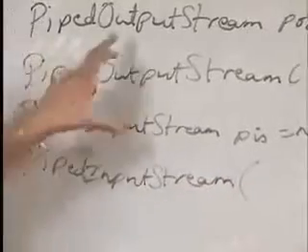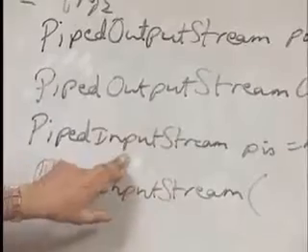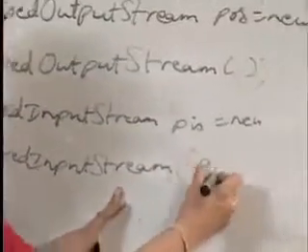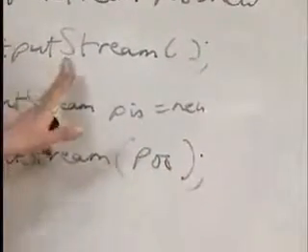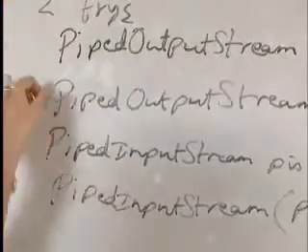Now to bind between the piped output stream and the piped input stream, when you are creating this piped input stream, pass the piped output stream object as a parameter. By the way, you can do vice versa also. You can create the piped input stream first, then create a piped output stream, and while creating the piped output stream, pass the piped input stream object. It does not matter which way you do it.